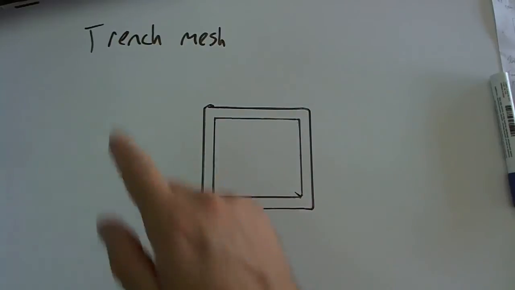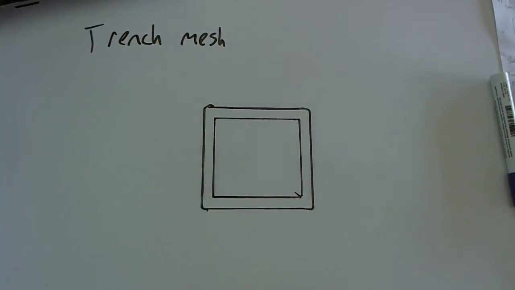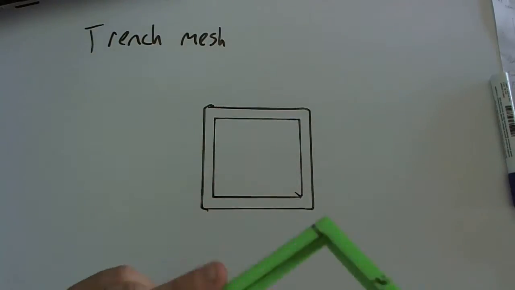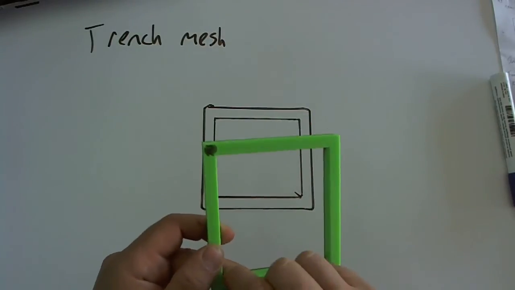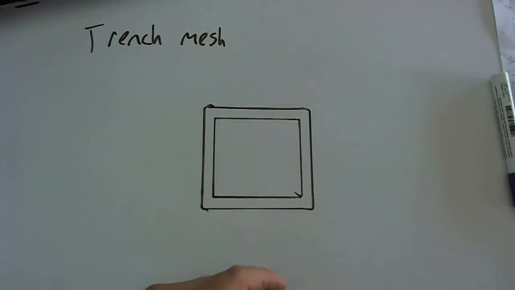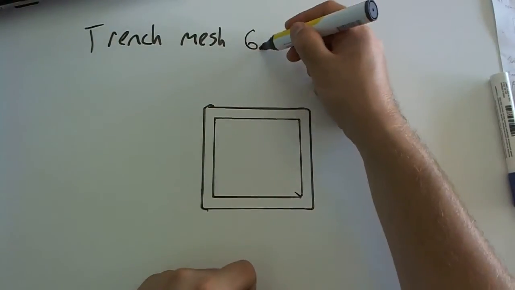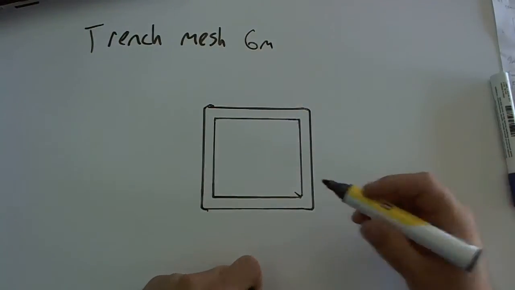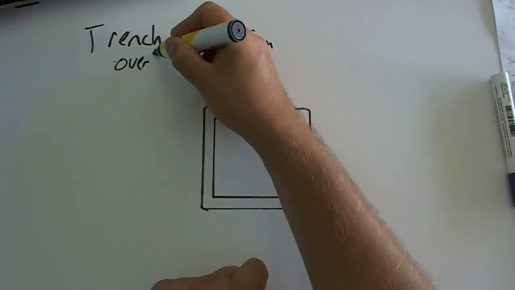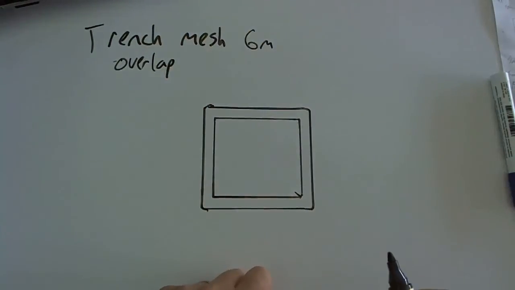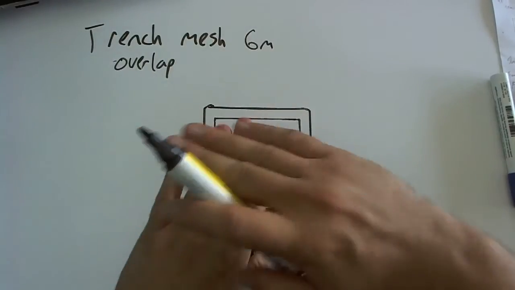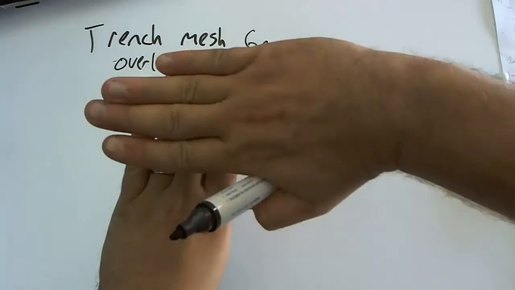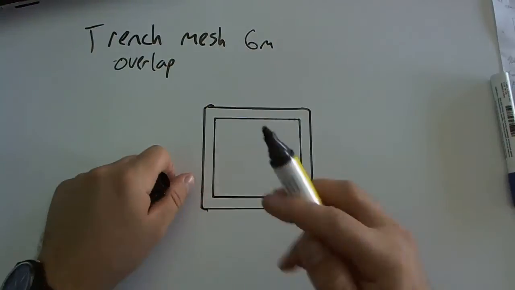Calculating the amount of trench mesh that's needed in our slab. In the footings, we need to lay strips of mesh. Each strip is 6 meters long, and they have to have an overlap to provide strength. In the corners they have to overlap fully.